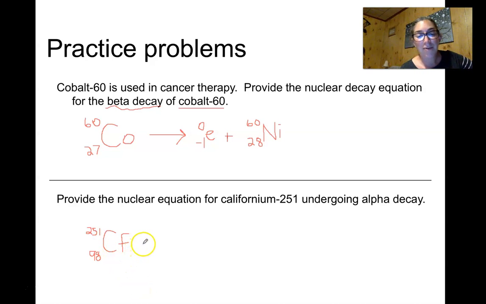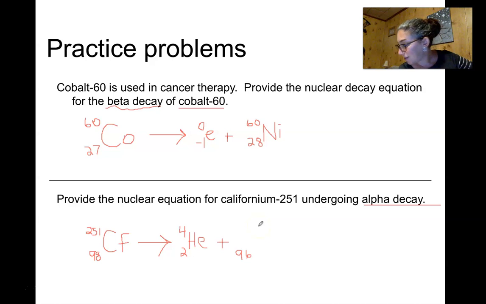Okay, so there's californium. It's undergoing, in this case it says alpha decay. So I'm going to draw an alpha particle, which is a helium nucleus. It's got a mass number of 4, 2 protons, 2 neutrons. And now I'm going to write the daughter nucleus. So blank plus 2 is 98. So the new mass number is 96, because 96 plus 2 is 98.